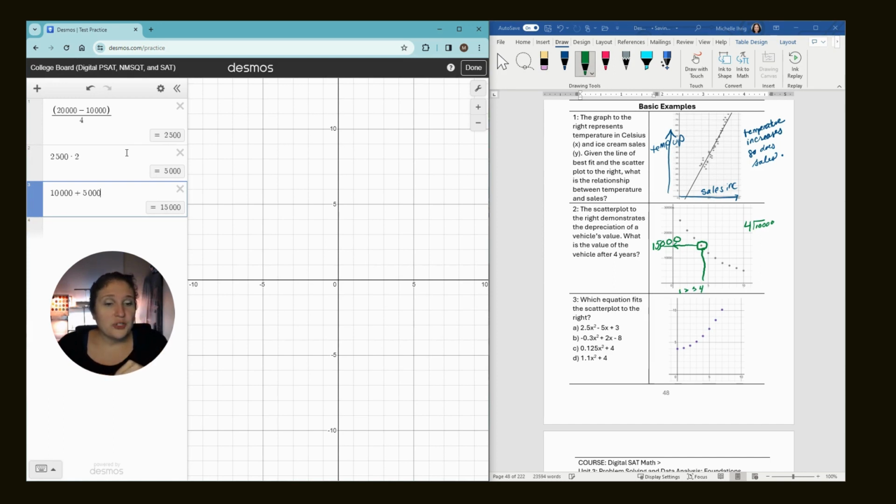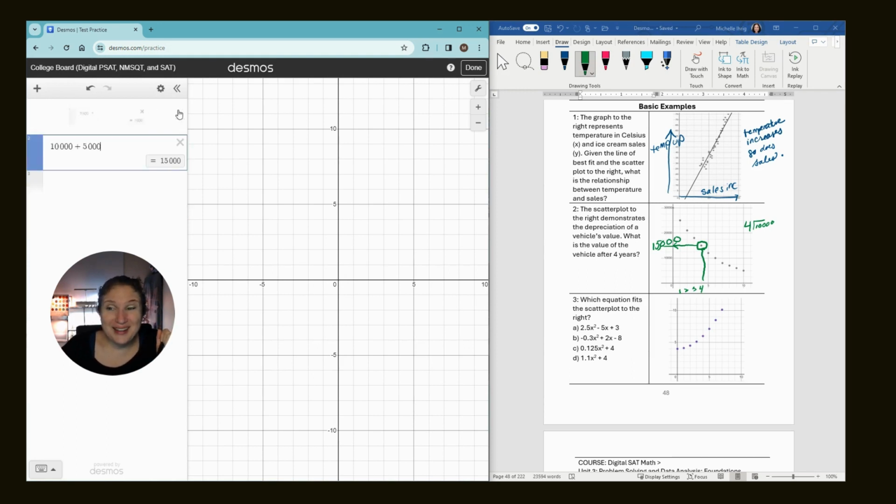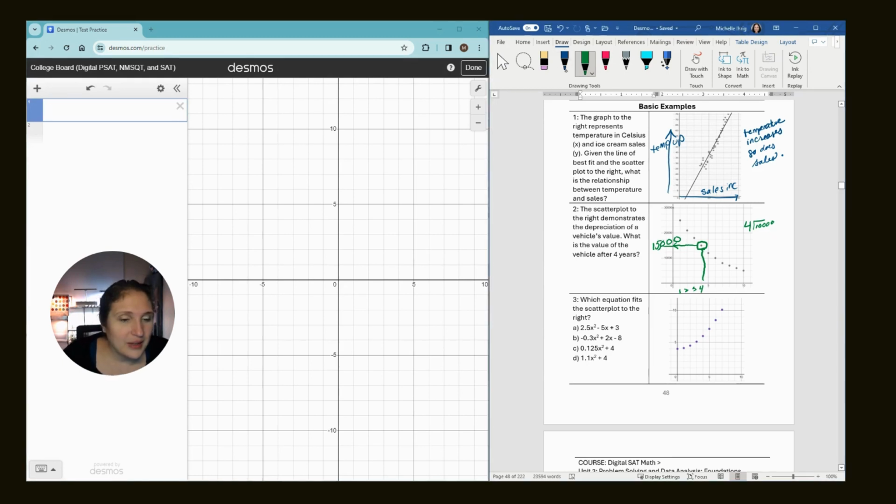All right, which equation fits the scatter plot to the right? So all we're going to be doing is typing in the equations and seeing what matches. But first let's look at some key values. We can tell that it starts at 0.4, which is an important number. And right here, 5.7 is relatively important. So we want one that goes between 0.4 and 5.7.